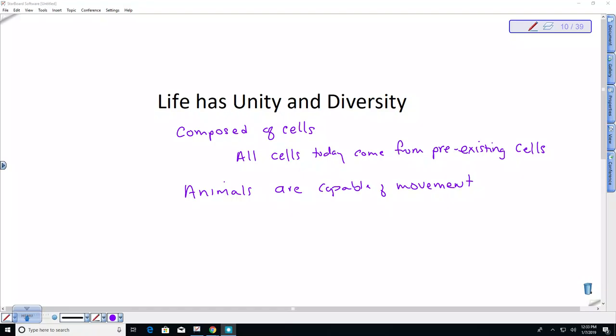So at the cellular level, we could talk about skeletal muscle. Earthworms have skeletal muscle just like we do. And skeletal muscle is a specialized group of cells. It's a specialized tissue. So we have specialized cells that are capable of contraction.